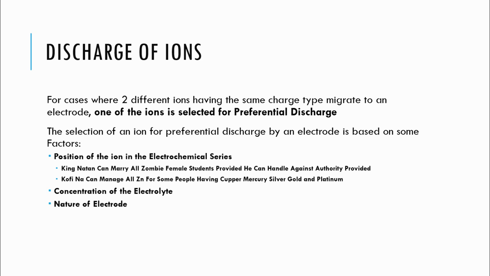Why for the King Nathan now? So basically, the king there is potassium, Nathan is sodium, can is calcium, Mary is magnesium, all is aluminium, zombie is zinc, female is iron, student is tin, provided is lead, he is hydrogen. Hydrogen is like the base there because the potential of hydrogen is zero. So that's like the reference point. Then can is copper, Andrew is mercury, against is silver, authority is gold, then provided is platinum.